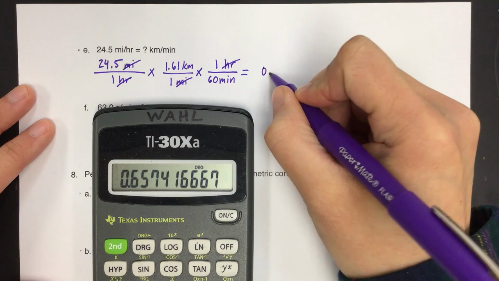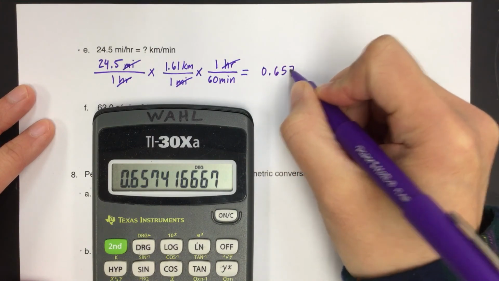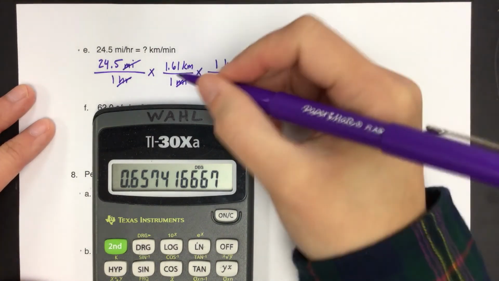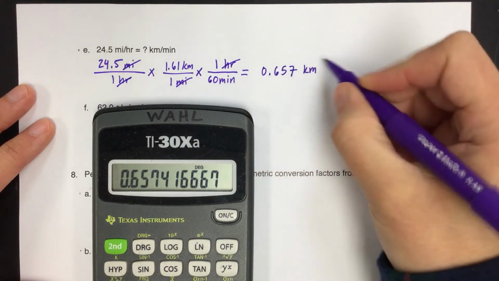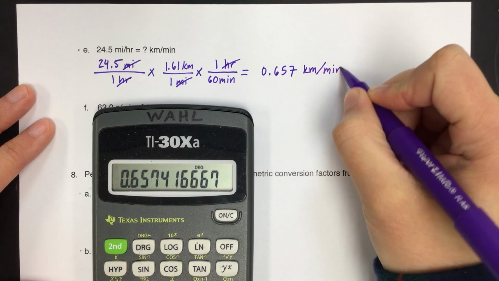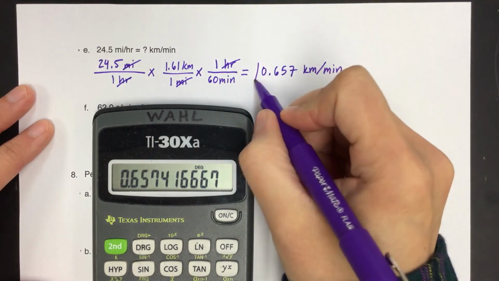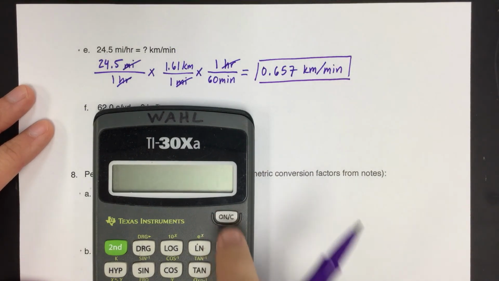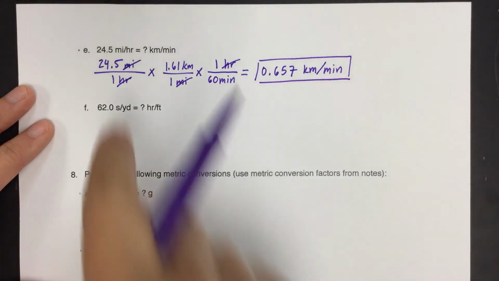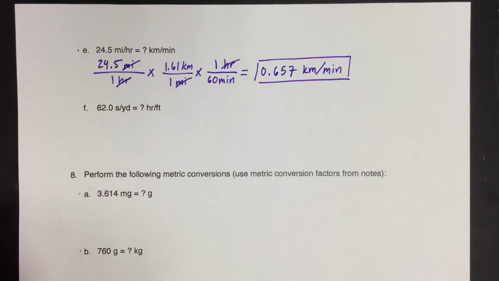So we get 0.657, and then the units here are kilometers per minute. So you can write it as km/minute. So that dimensional analysis problem is just a little bit trickier because you had 2 units in the number that was given, but you'll treat it the same way, set up in a way to cancel your units, and then follow your sig fig rules at the end.